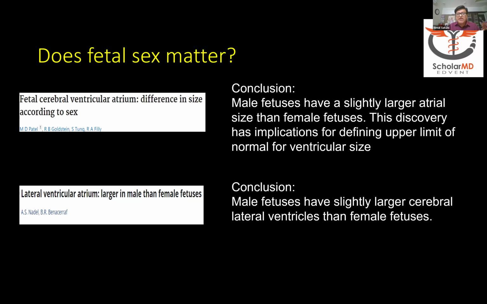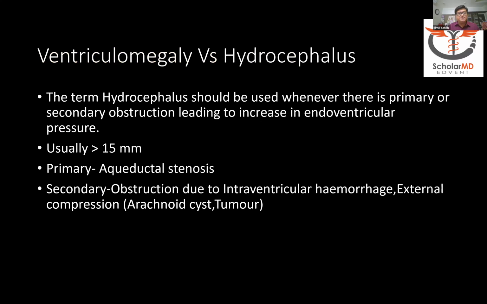Yes. There are studies which have shown that male fetuses have a slightly larger atrial size than female fetuses. This definitely has an implication for defining the upper limit of normal size for the lateral ventricles. But of course, we use a universal size of 10 millimeter to define it. But maybe in borderline cases, this is something we also need to keep in our mind. Though we don't look for the sex of the fetus, you need to keep it in mind when we are counseling the patient.